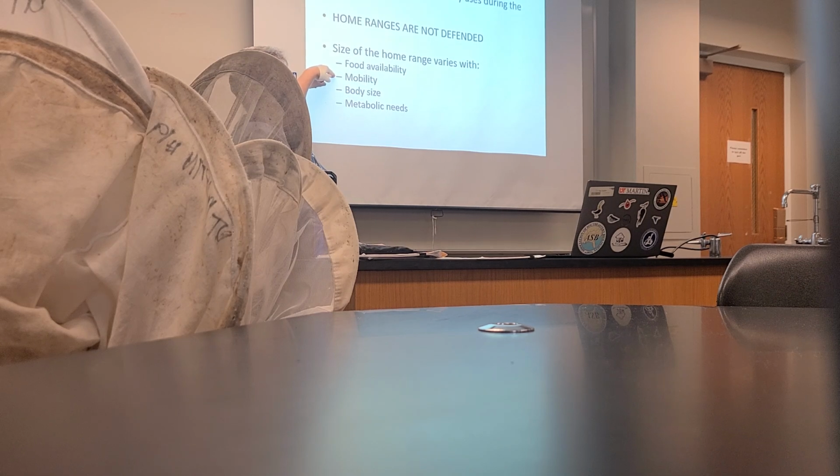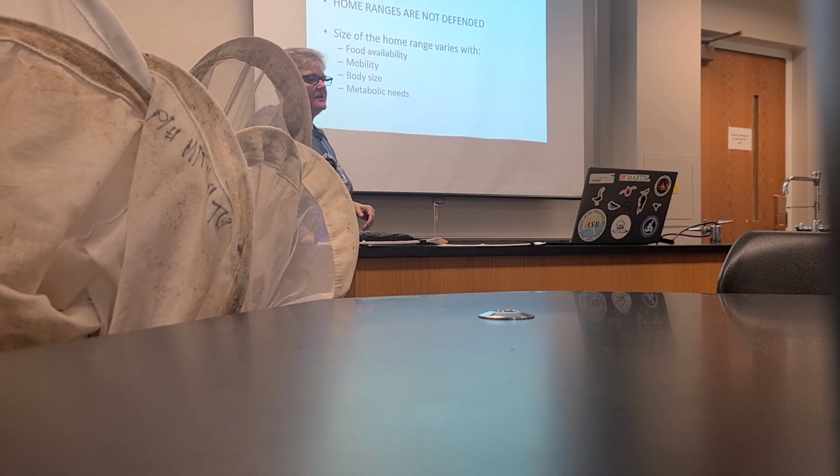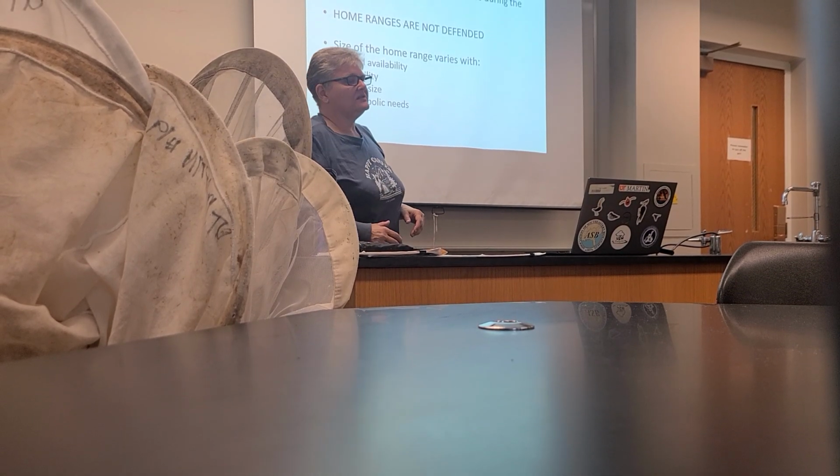Mobility, I think when we talked about the patchy metapopulation model, I gave the example of birds versus slugs, right? The size of the home range of a slug is going to be smaller than that of a bird. Body size is kind of similar. The larger the animal, the more resources they tend to need, and the larger the territory or home range they need. And metabolic needs is getting towards what an ectotherm versus an endotherm would need. Generally an ectotherm is going to need a smaller area than an endotherm of the same size because they don't need as many resources. So that's where this list is coming from, and some of the considerations that go into the size of your home range.